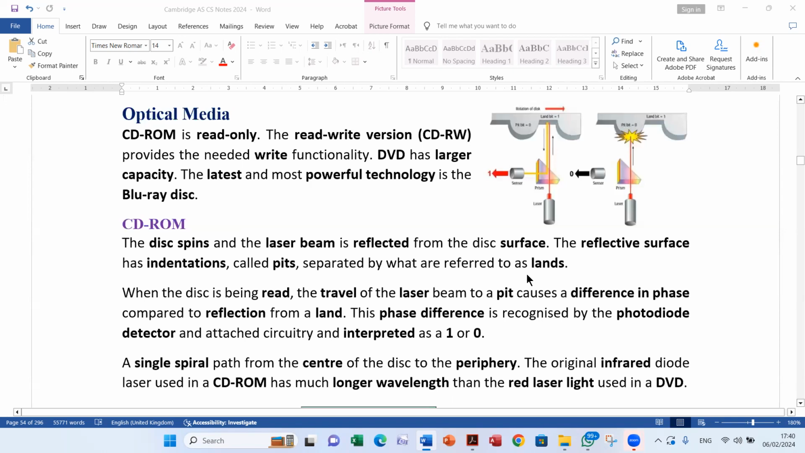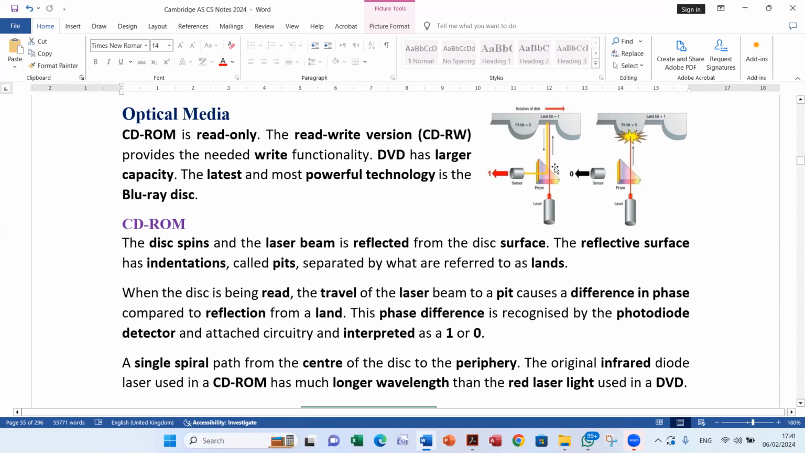Next, optical media: CDs, DVDs, Blu-ray discs, that all read and write using laser beams. CD-ROM is read-only because ROM stands for read-only. The read-write version, CD-RW, provides the needed write functionality. DVD has larger capacity. The latest and most powerful technology is the Blu-ray disc. They all work using a laser beam.